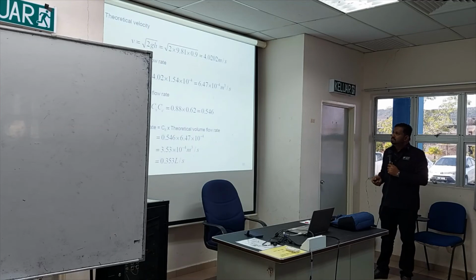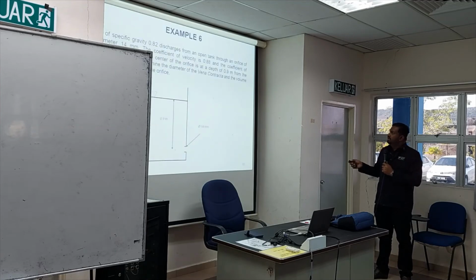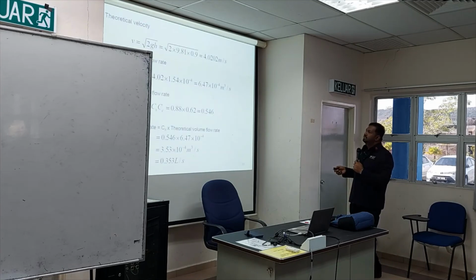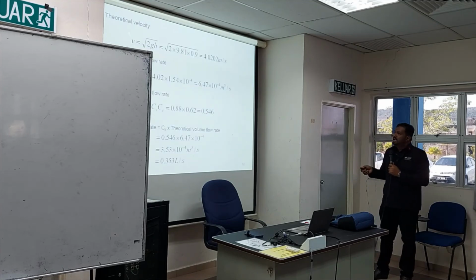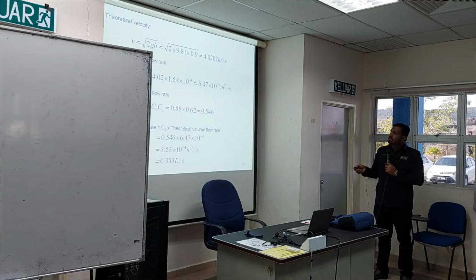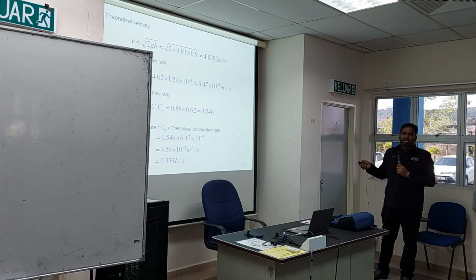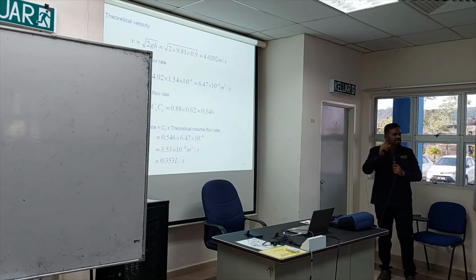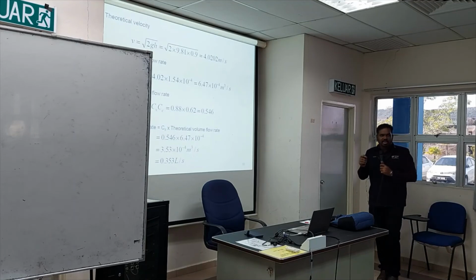Okay, then they asked to find the volume flow rate of the oil through the orifice. Okay, so theoretical velocity, ini adalah formula yang tadi, V equals to square root of 2gh. So you gantikan value ni, you akan dapat theoretical velocity of 4.0202. Okay, all these are the formulas that you need to use. So try to highlight. So kalau boleh bawa highlighter.